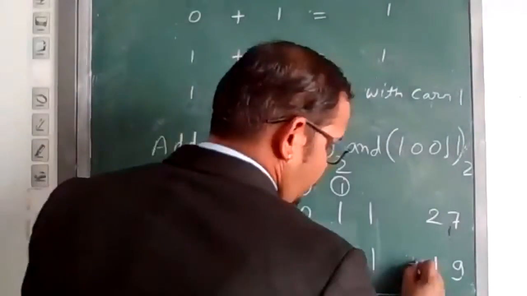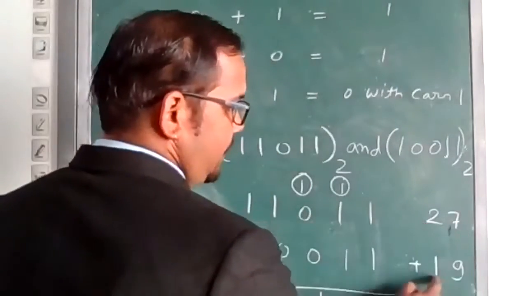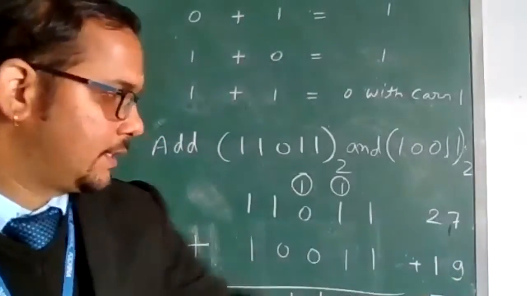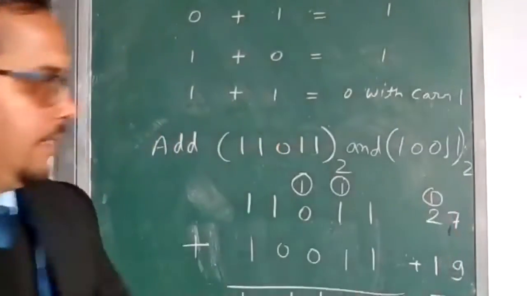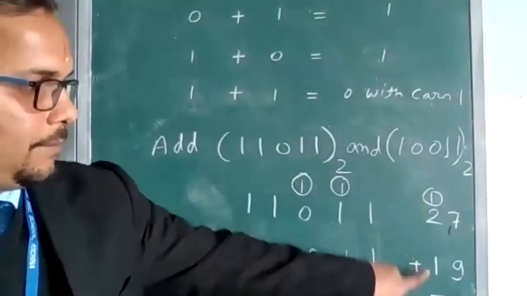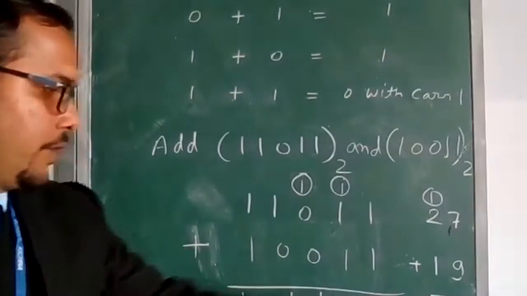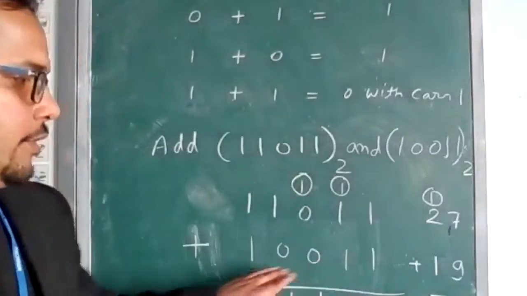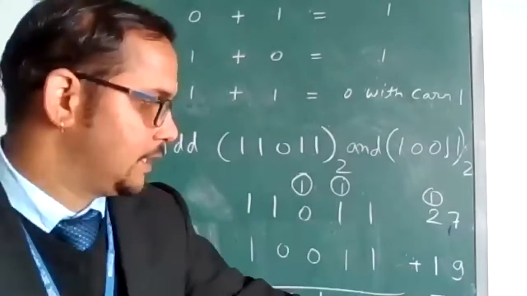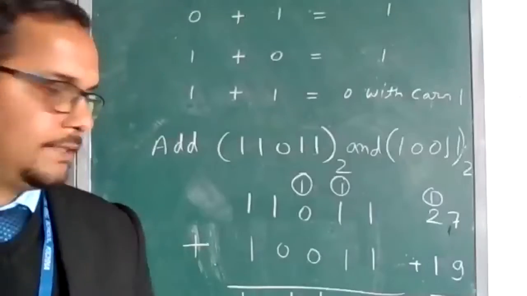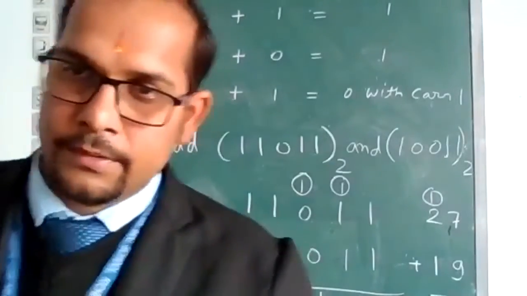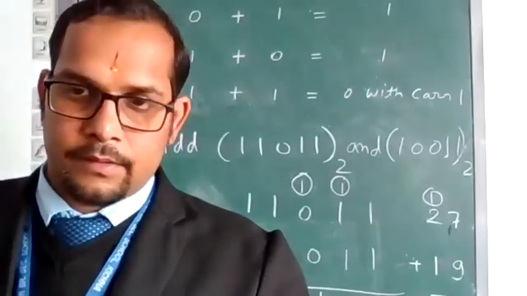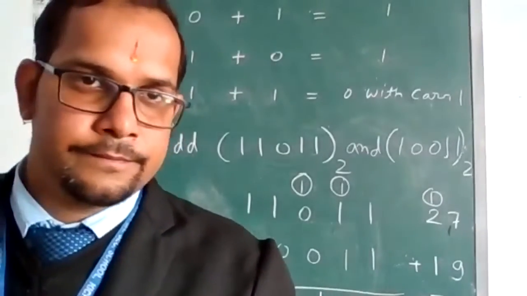Now you have to add these two numbers, 27 plus 19. You will get the same answer, 46. 9 plus 7 is 6, carry 1. Then 2 plus 1 is 3, 3 plus 1 is 4. In this way you can verify your answer. Either you convert your binary numbers to decimal and the result also to decimal, and the decimal result will be the same. If your result is the same, then your answer is correct. Otherwise, your answer is wrong. Is it clear?